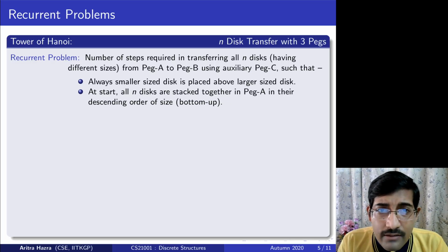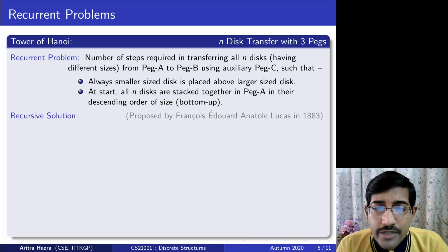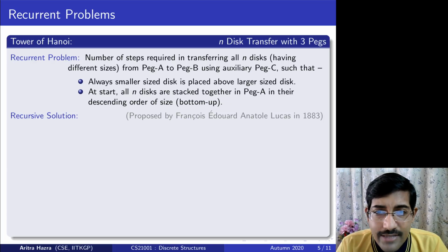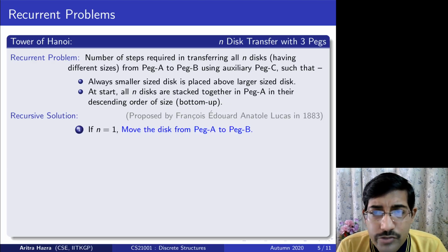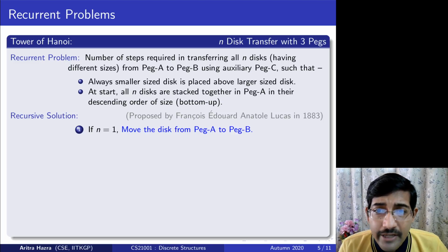So now the question is, can we formulate the number of steps or movements for this? The recursive solution to this problem was first proposed by Francois Edouard Anatole Lucas in 1883. So it says that if we have one disk, it's very easy because we just move from peg A to peg B, and this is the base case of our recurrent thinking.